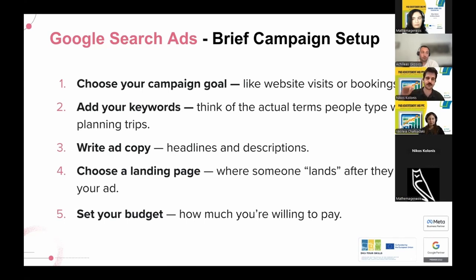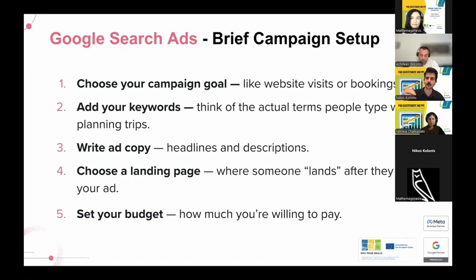So basically, what you do is you go on the Google Ads platform. First thing you do is you choose your campaign goal. Your goal might be a website visit, or it might be bookings from your website. And then you add your keywords. For this, you need to think about the actual terms that people might be using when they're looking for your service, and you also need to do keyword research for that to see what people are actually searching for.